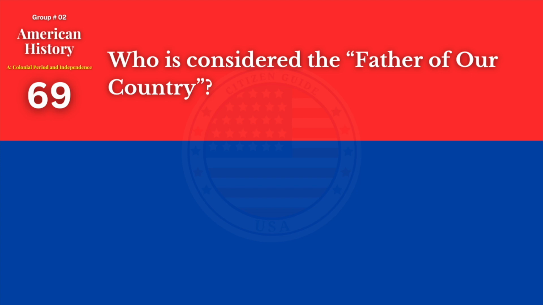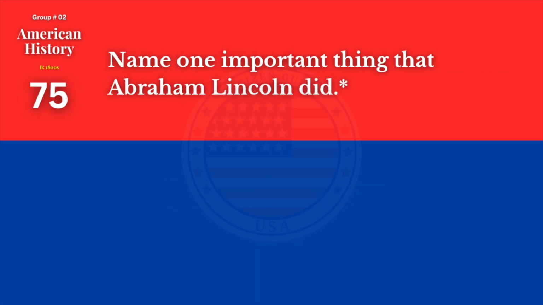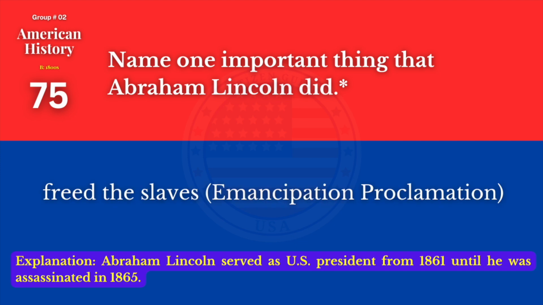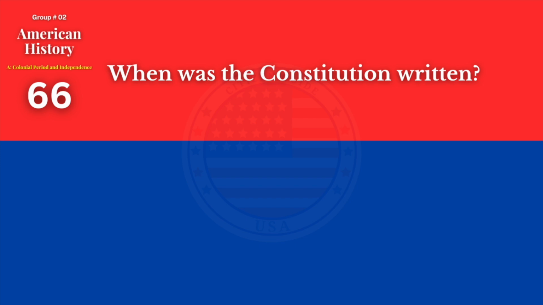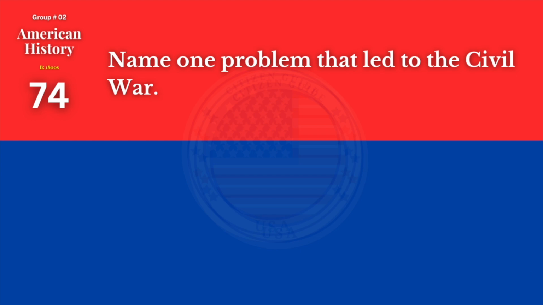Who is considered the father of our country? George Washington. Name one important thing that Abraham Lincoln did. Freed the slaves, Emancipation Proclamation. When was the Constitution written? 1787. Name one problem that led to the Civil War. Slavery.